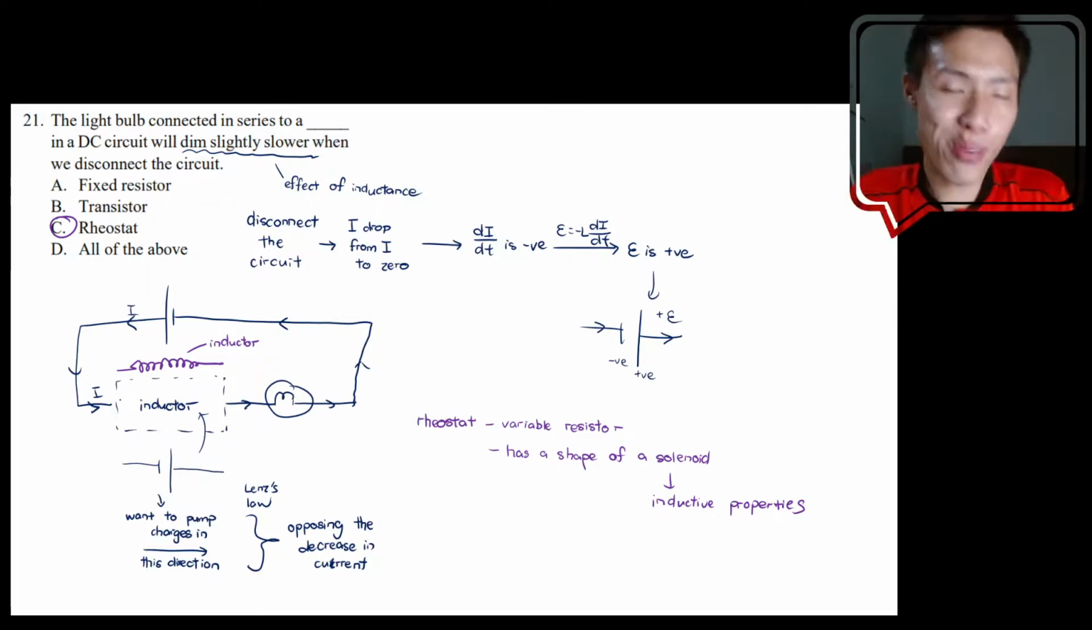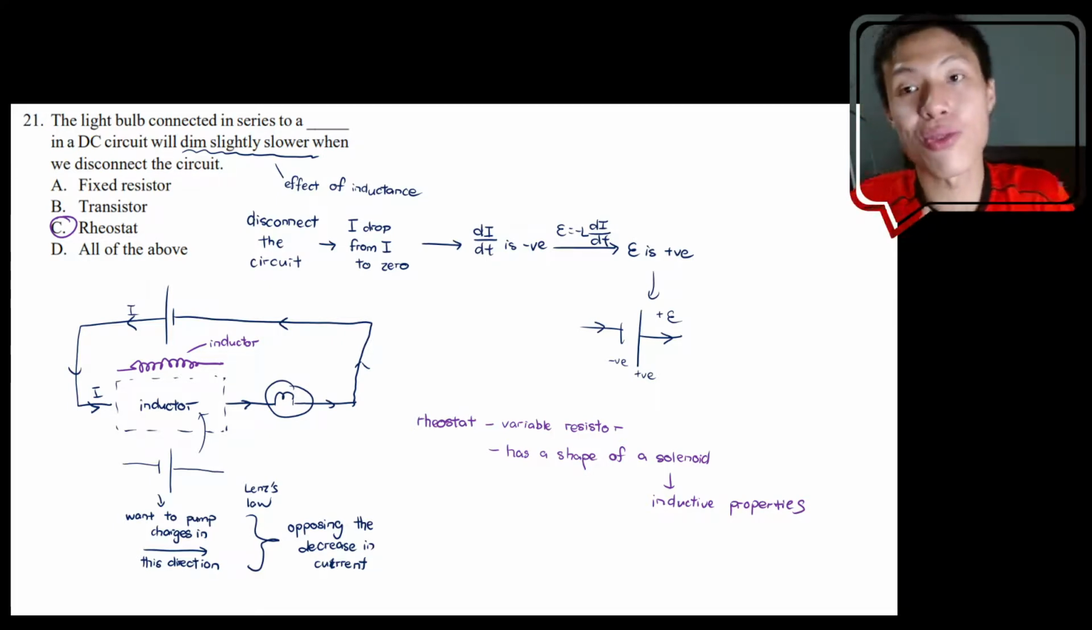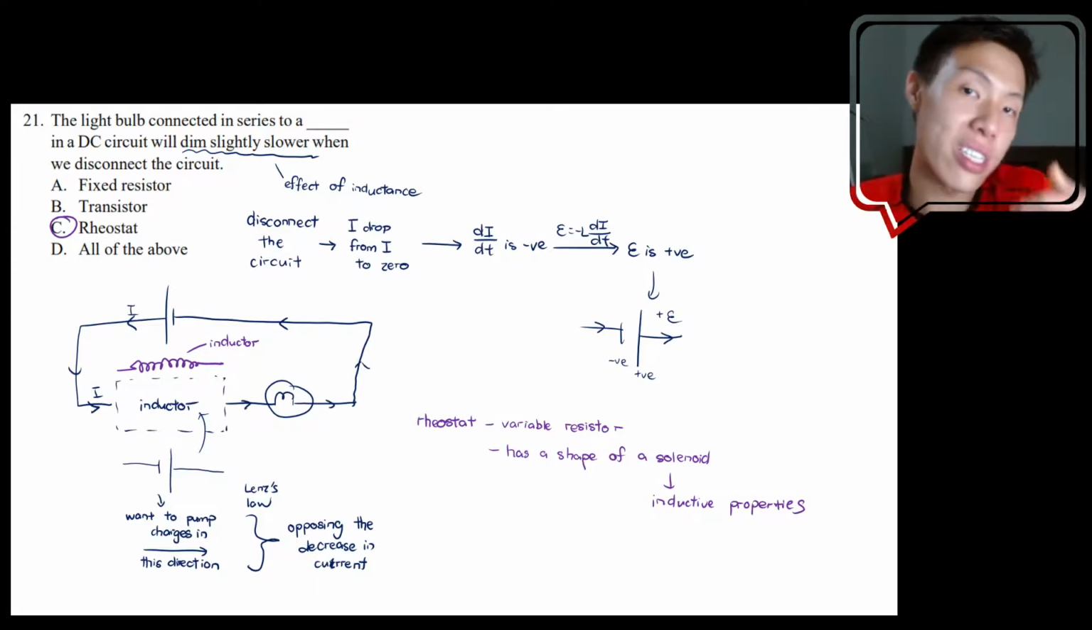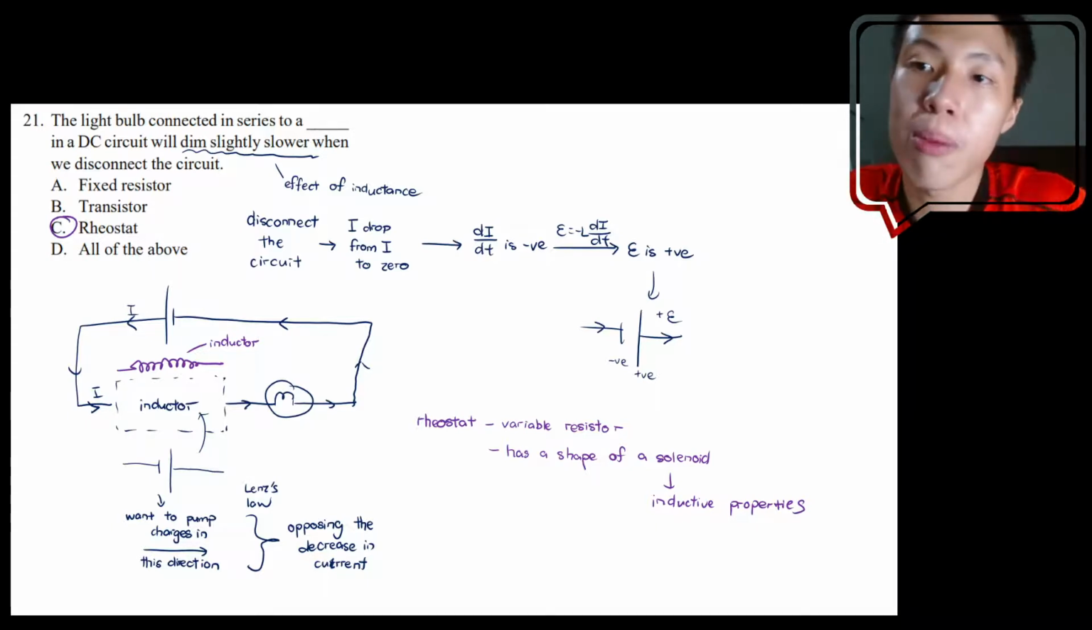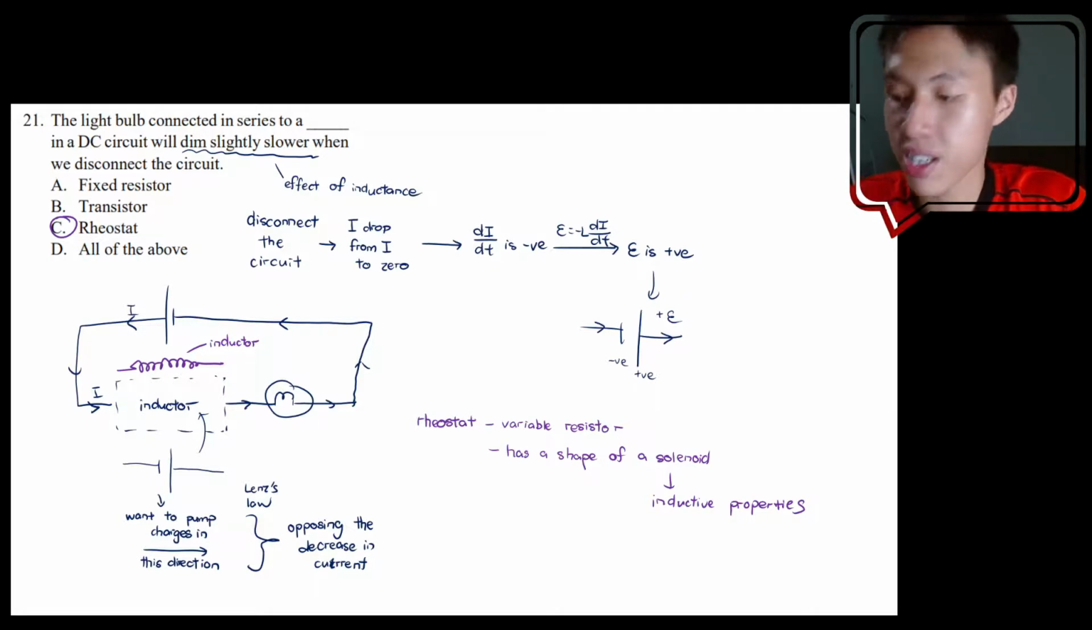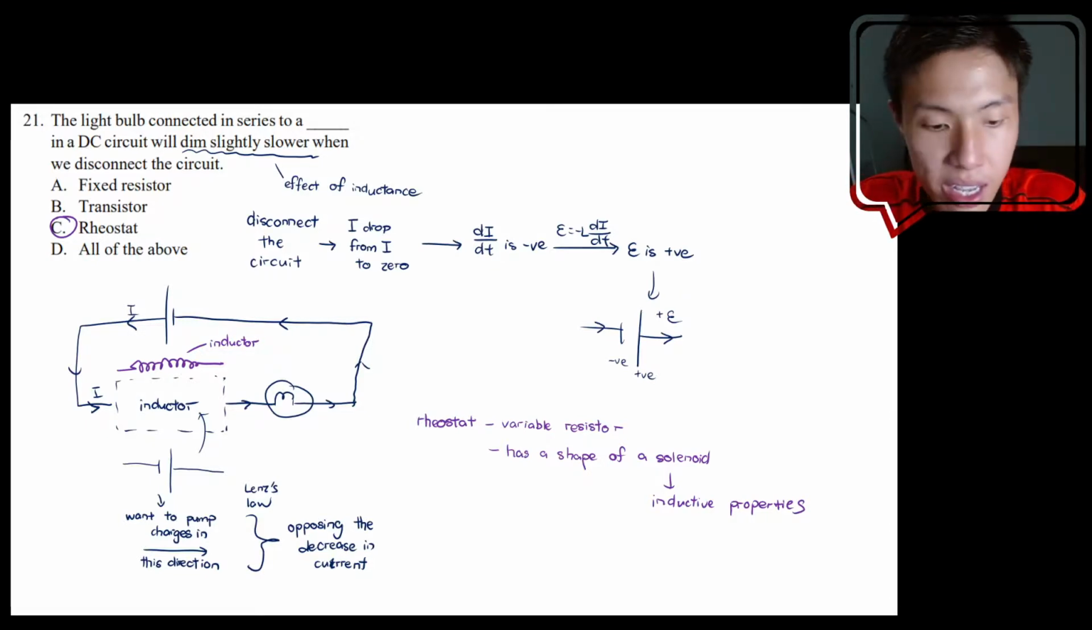Technically, you should put an inductor, but if you don't have an inductor, then a rheostat can be a good replacement because it is in the shape of a solenoid, so it should have some inductive properties. So that's why the rheostat will be the one that causes the light bulb to dim slightly slower when we disconnect the circuit. Okay, next.